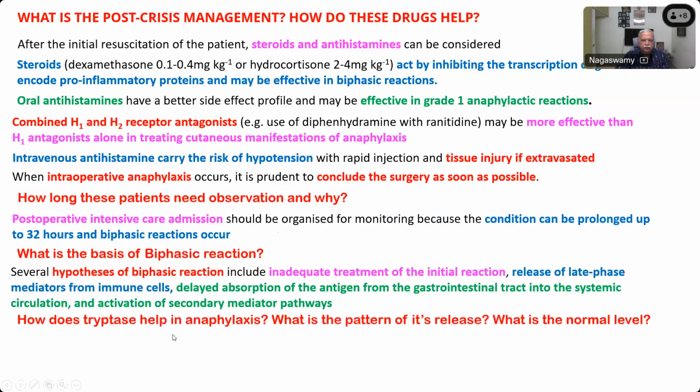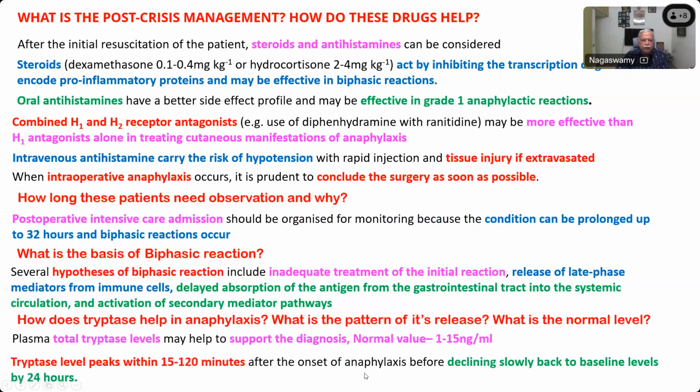So how does tryptase help in anaphylaxis? What is the pattern of its release and what is the normal value? Plasma tryptase levels may help to support the diagnosis. Normal value is 1 to 15 nanograms per ml. And tryptase level peaks within 15 to 120 minutes, that is within 2 hours of the onset of anaphylaxis, and starts declining slowly back to baseline levels by 24 hours.